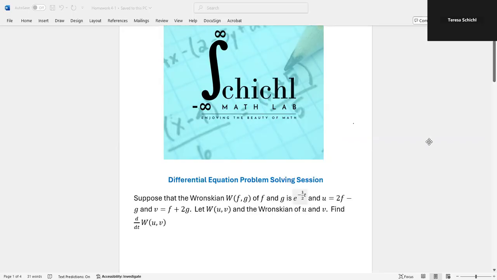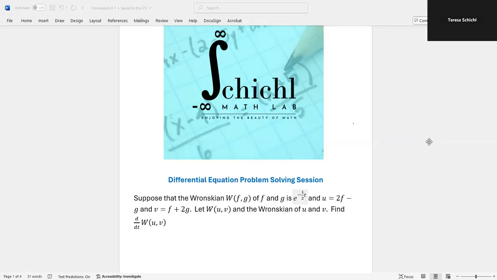This problem tells us that suppose we know the Wronskian, we try to determine whether the solution set for the differential equation is independent or not. Suppose the Wronskian for the solutions f and g is e to the negative 1/2 t. And now I have two other functions, u and v. They are both linear combinations of f and g.